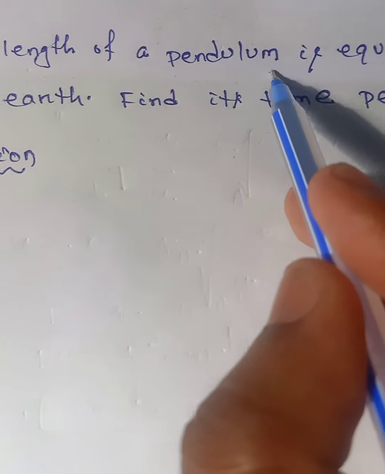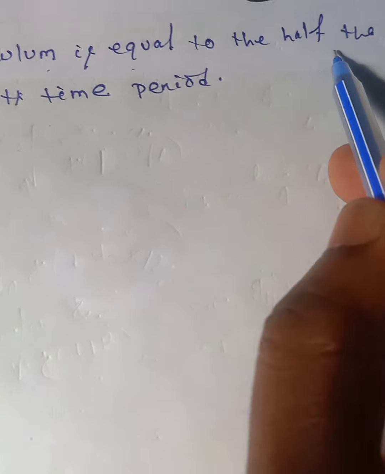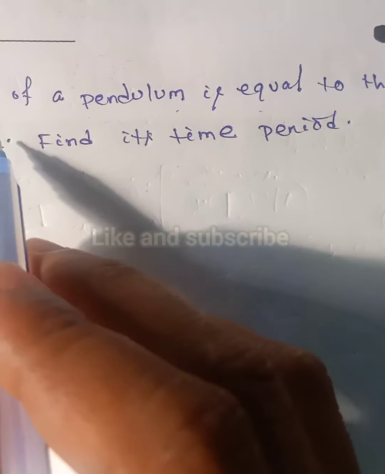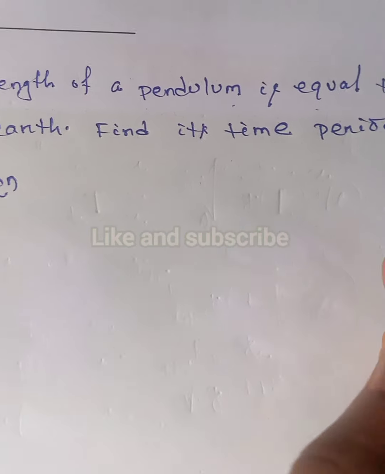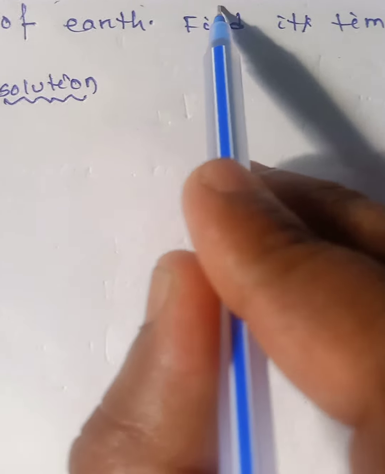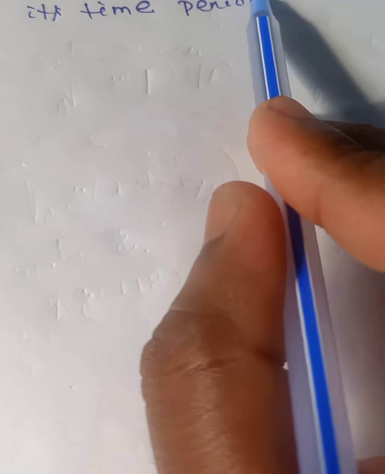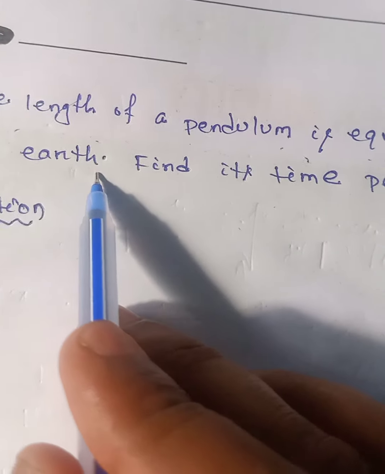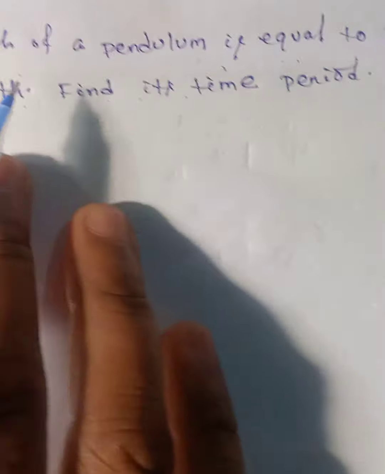The length of a pendulum is equal to half of the radius of the Earth. Find its time period. Okay, so find its time period. The length of the pendulum is equal to half of the radius of the Earth. Find its time period.